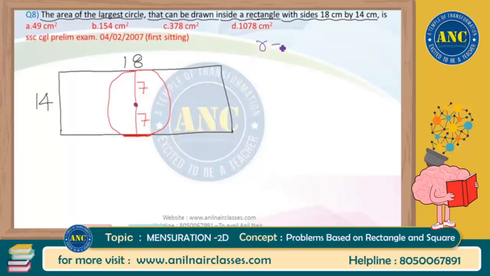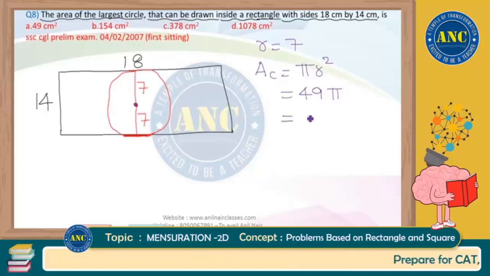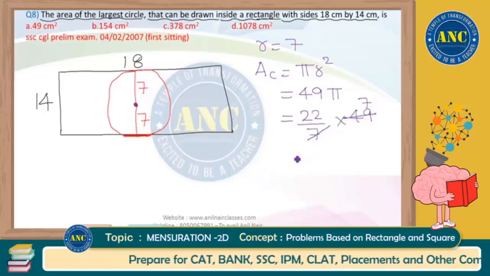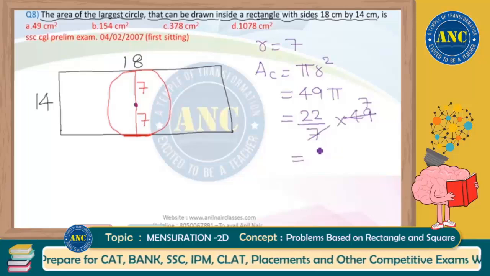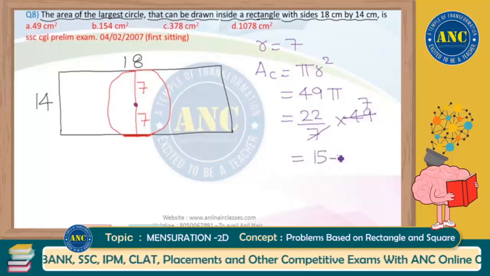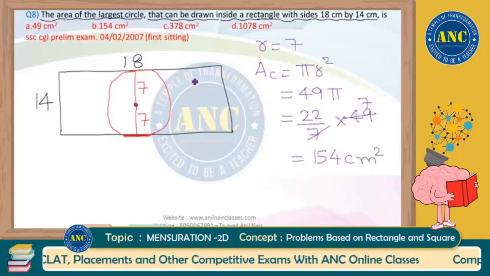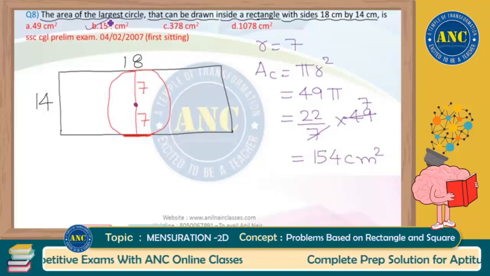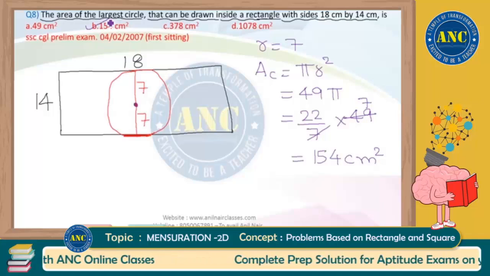That means if the radius is 7, the area of that circle is pi r square. The r value is 7, so it is 7 square into pi, 49 into pi. So it is 22 by 7 into 49. 7 into 1, 7 into 7. 22 into 7. It is nothing but equal to 154 centimeters square. The answer is option B. I hope you understood the difference between a square and a rectangle.